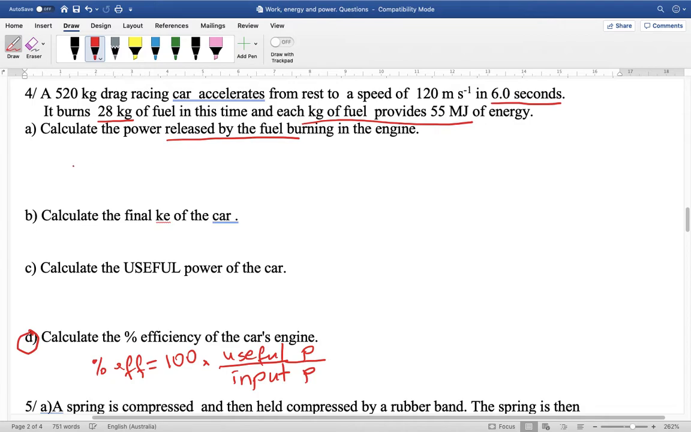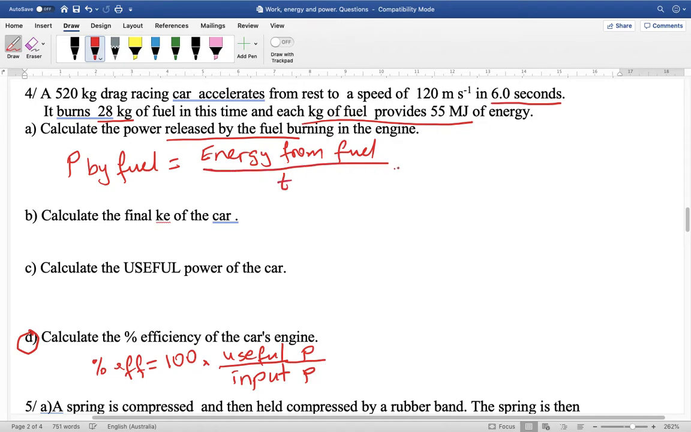So we can find the power released by the fuel by looking at the fuel quantities. We want the energy from the fuel in this time, which is given as 6 seconds. So I know I'm using 28 kilograms of fuel, and each kilogram produces 55 megajoules of energy. And this is happening in 6 seconds. So that's my math. I get 257 times 10 to the power of 6 watts.